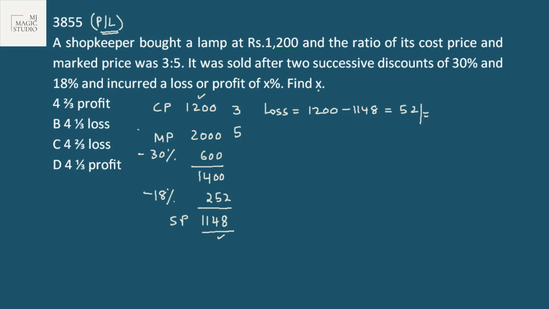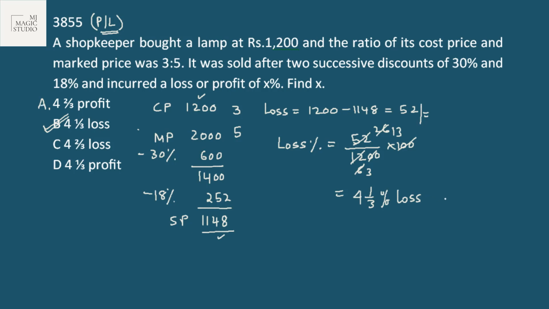Now he incurred a loss or profit of X percent. You need to find the loss percentage. Loss percentage is always calculated on CP unless asked otherwise. So that would be 52 divided by 1200 into 100. That gives 4 1 by 3% loss. Yes, that we have in option B, 4 1 by 3% loss. Option B.